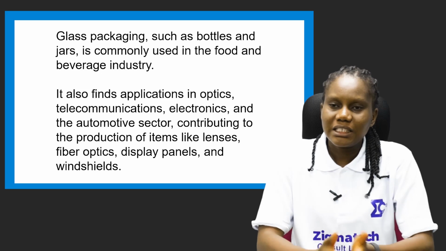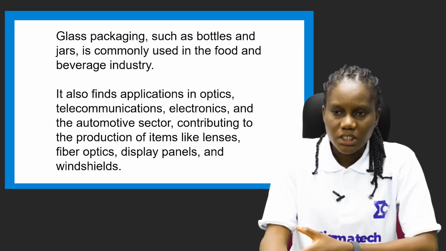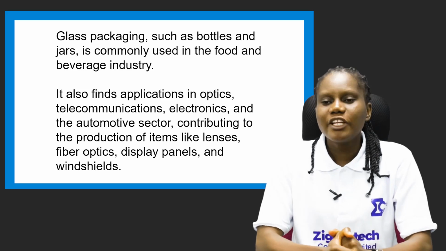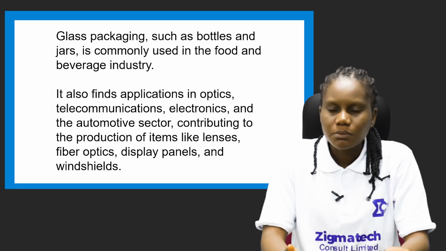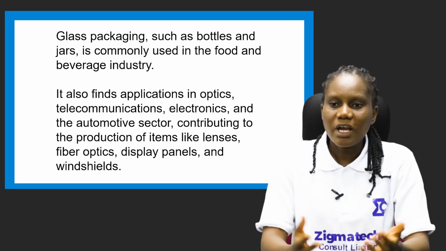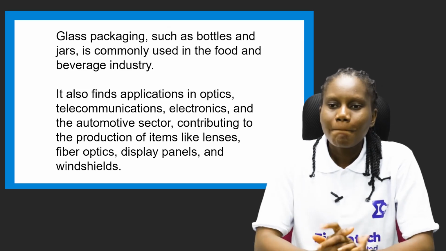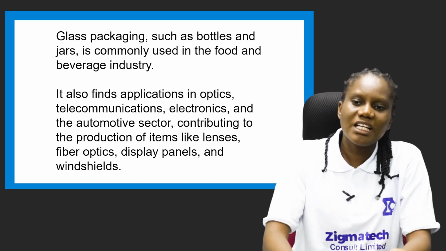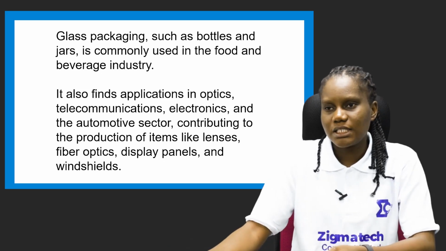So you can see that glass has been used in the production of these lenses, fiber optics, display panels, and windshields. For example, this windshield, we have it in our cars. The glasses, the mirrors, and also what we call the front windshield and the back windshield, they are all made of glass.